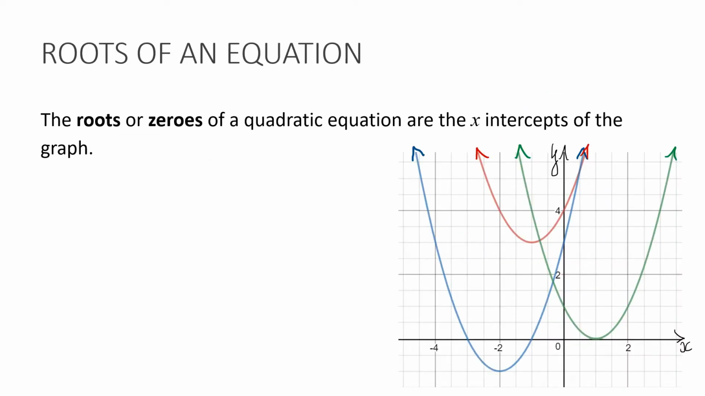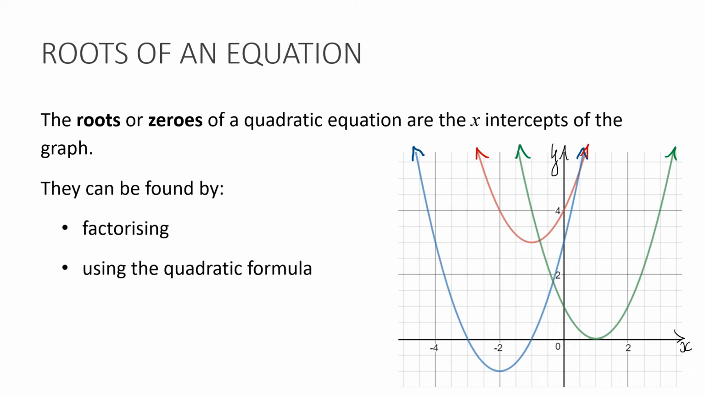Now the roots or zeros of a quadratic equation are the x-intercepts of the graph, and they occur when y is equal to 0, hence why they are called zeros. This word, roots, that's actually related to the square root or the nth root. But we can find the roots or zeros either by factorizing or using the quadratic formula.